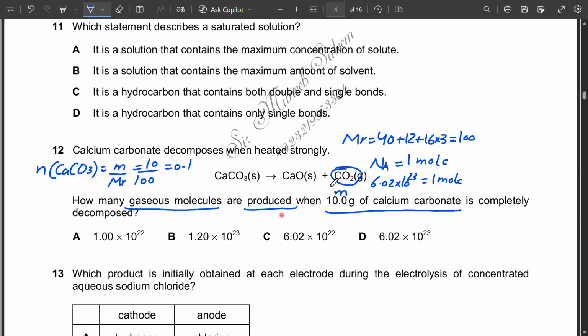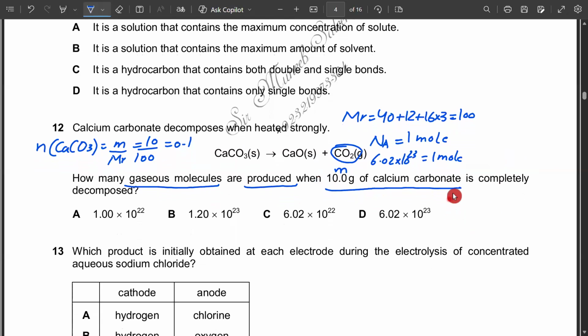It's simple, just do the ratio method. Calcium carbonate to carbon dioxide. So if we have 1 mole of calcium carbonate, that is also 1 mole of carbon dioxide. That means if there is 0.1 mole of calcium carbonate, it is equivalent to 0.1 mole of carbon dioxide. So both are the same, 0.1 mole of each. Now 0.1 mole of carbon dioxide is calculated in this way.